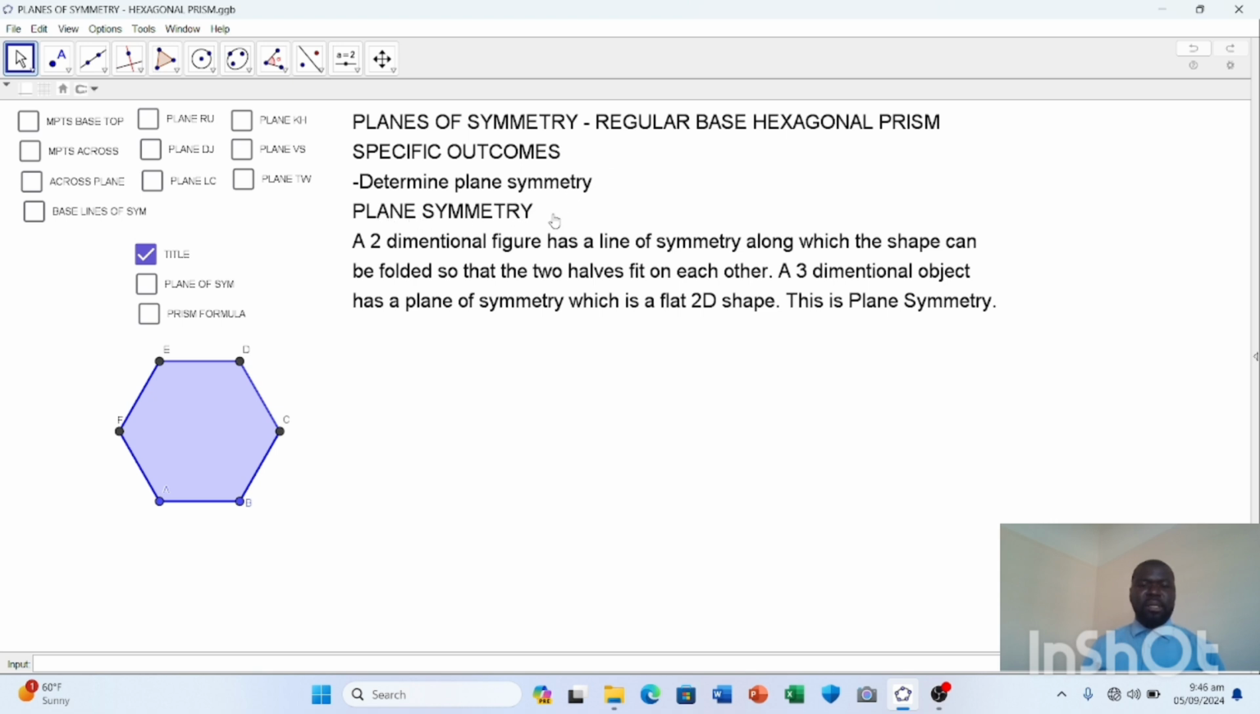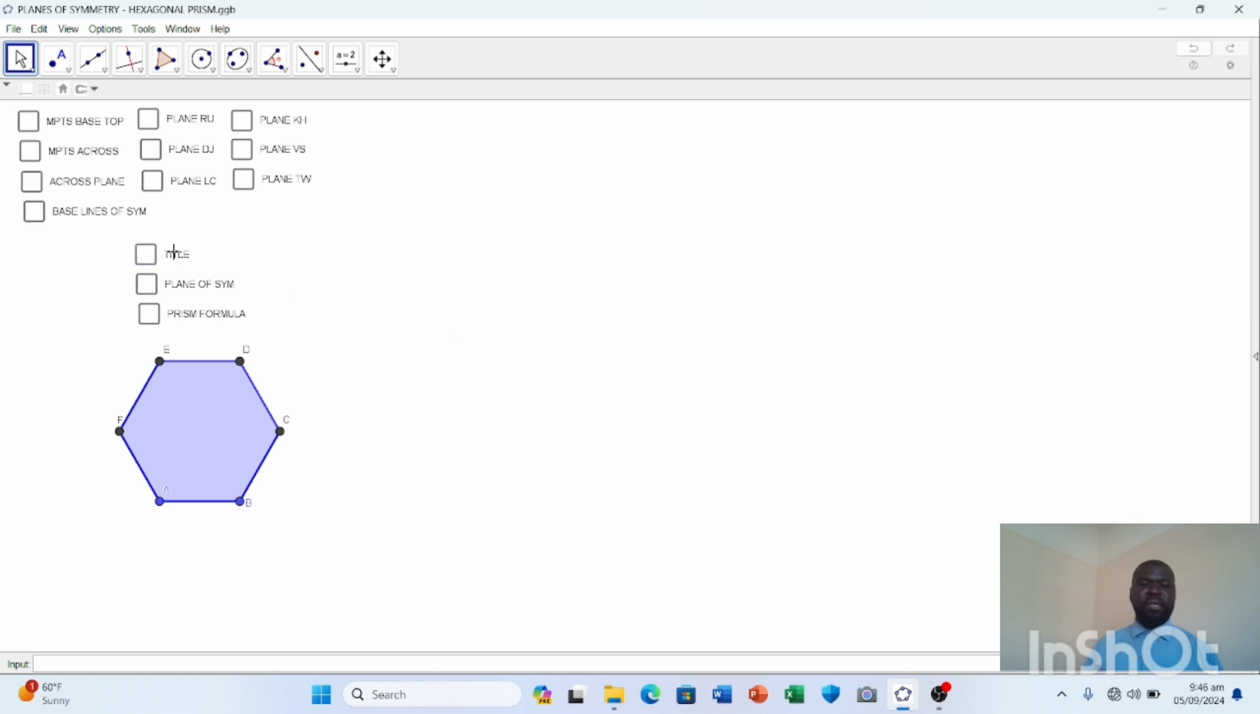Discussing plane symmetry, a two-dimensional figure has a line of symmetry along which the shape can be folded so that the two halves fit on each other. A three-dimensional object, however, has a plane of symmetry, which is a flat 2D shape. This is what we call plane symmetry.